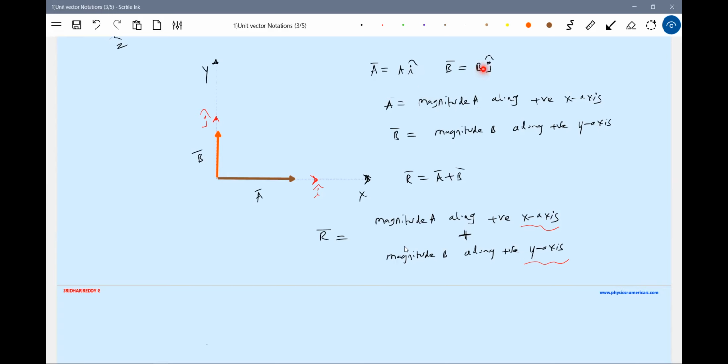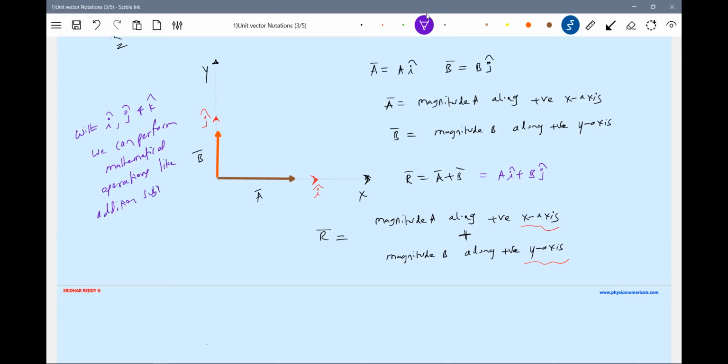I can perform mathematical operations with unit vectors. That's what finally we are going to do. So what is A bar? So here A bar is what? A i cap, B j cap. Yes, we can do mathematical operations. So now with i cap, j cap, and k cap, the unit vectors, we can perform mathematical operations like addition, subtraction, multiplication, and so on. I think finally that was our goal, no?